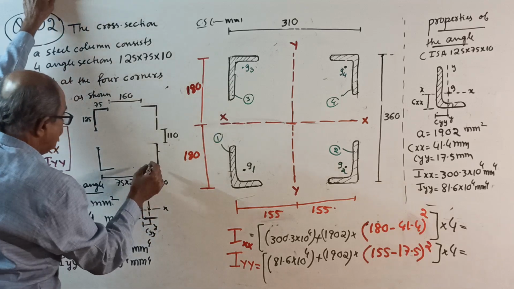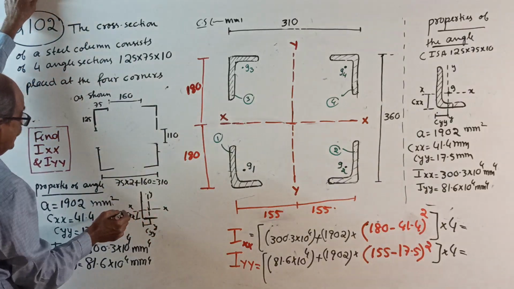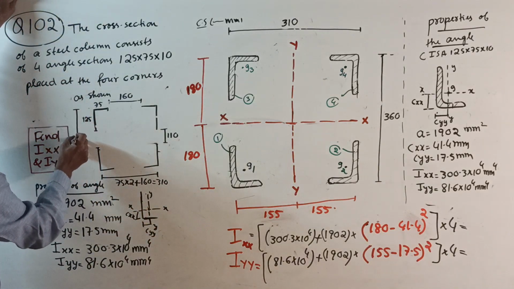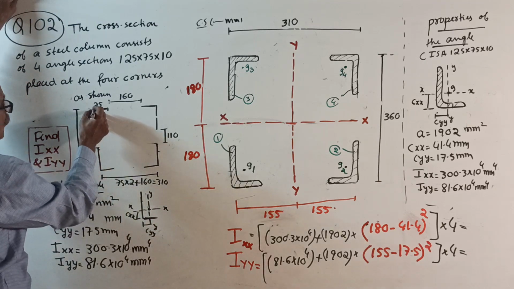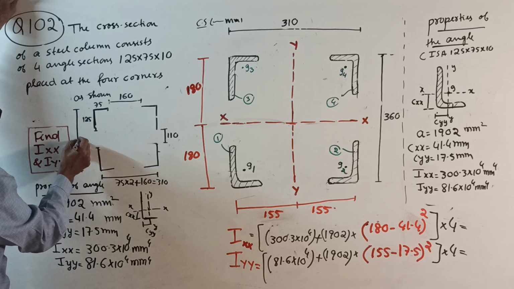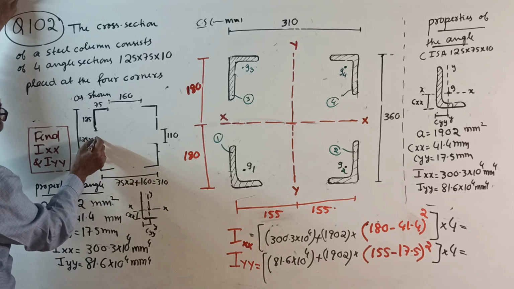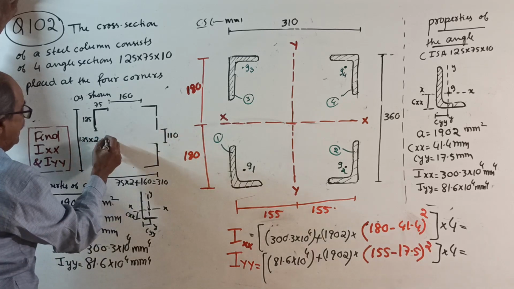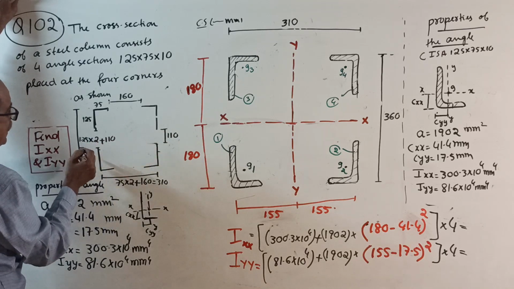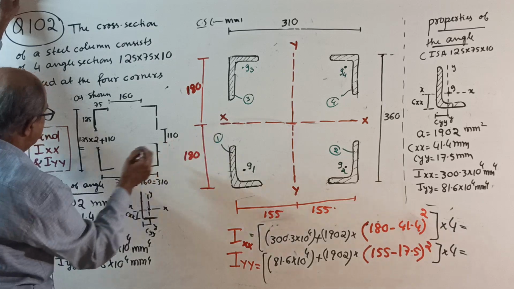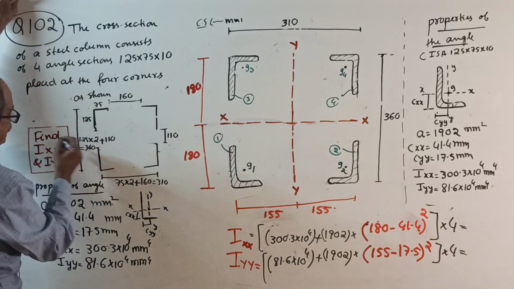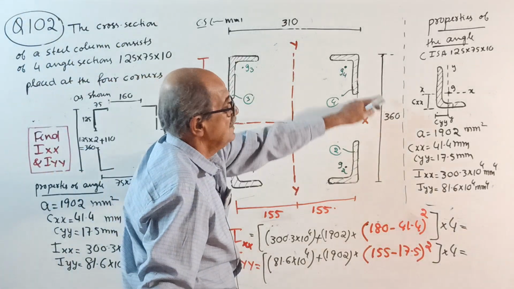And the total vertical distance, where to write it? Here. You mark the total vertical distance. How much? 125 plus 125. So this is 125 into 2 plus 110 extra. That will give you 360 millimeters. So this is 360.